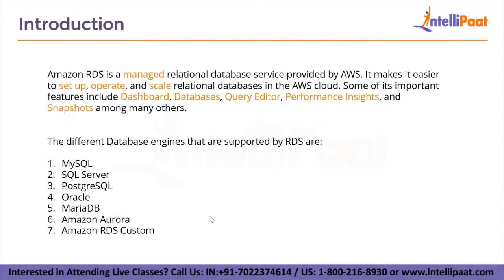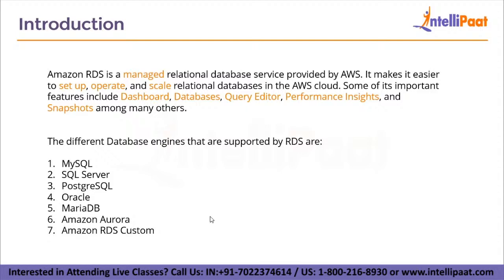Now that we know our agenda, let us move on with the first topic, that is introduction. Amazon RDS is a managed relational database service provided by AWS. Now, what do you mean by managed? So, Amazon is responsible for some of the functionalities within a relational database service. So, they will take care of some of the features, including the hardware, the management part, the backups, snapshots, etc. So, that is why we call it a managed relational database service. And it makes it easier to set up, operate, and scale relational databases in the AWS cloud.